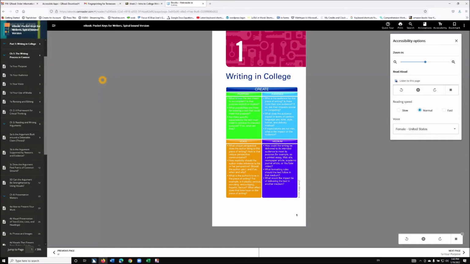One, writing in college, what is the text meant to accomplish? Is that purpose explicit or implied? What possibilities are there for revealing text that can meet the purpose? Are there specific expectations the text must meet to achieve its intended purpose? If so, what are they? Who is the audience for this piece of writing? Is there more than one audience? If so, are their interests similar or competing? What does the audience expect in terms of content, language use, time?